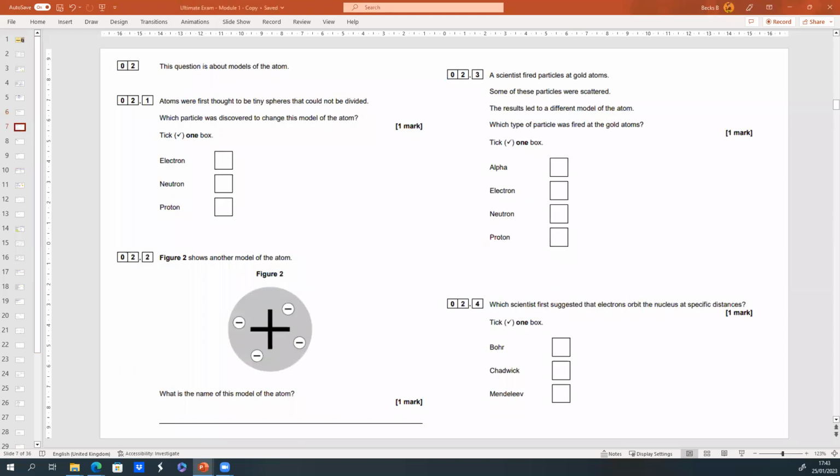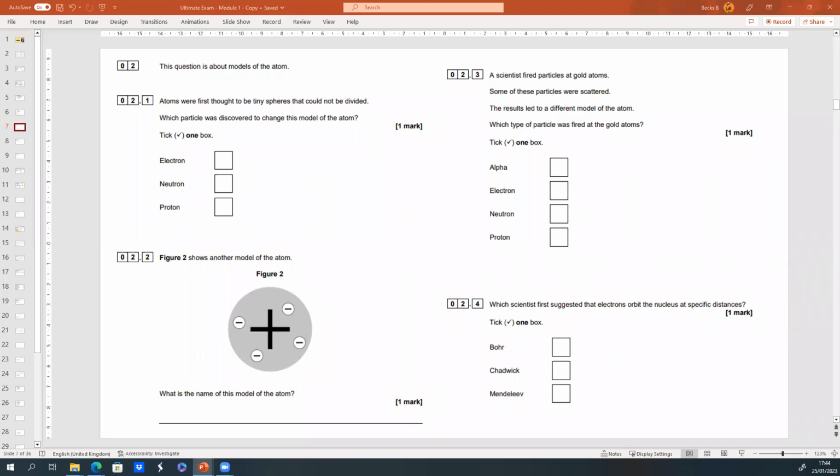Right, so a little bit then about models of the atom, and how that has changed. We used to think that it was a solid sphere, something like a marble or a ball bearing. And then as we've progressed, we've learned about the subatomic particles. And so we went on to think about what we call a plum pudding model, and we'll talk about those a bit more in a minute.